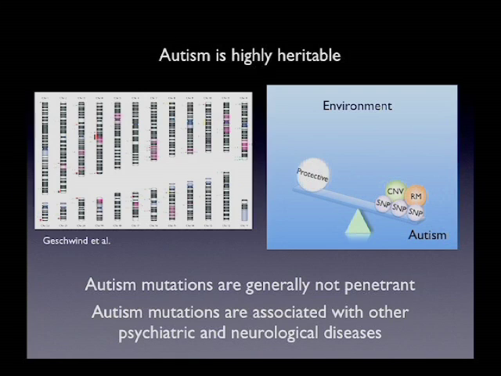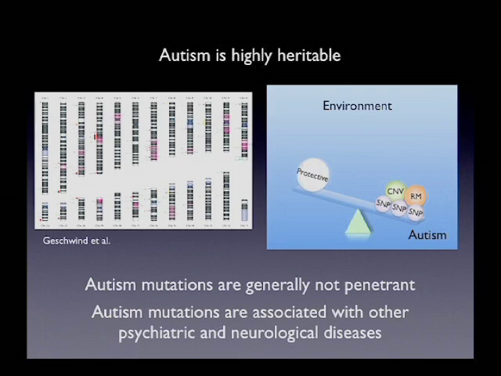Now, the second thing is that autism mutations are generally not penetrant. That is to say, you might have the mutation, but this doesn't necessarily mean that you'll have the disease. Right? And as I'll tell you in a second, this is likely because you need either multiple mutations or there's an element of chance. And I'll show you a mouse that illuminates that very clearly.